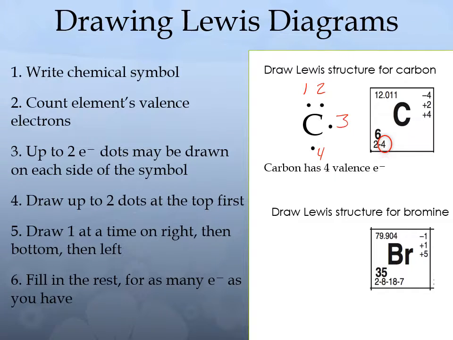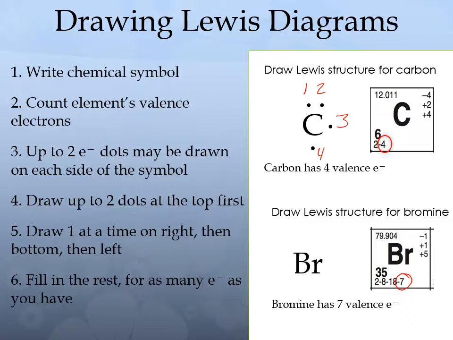It tells us bromine is Br, so I'm going to write Br on my page. Next, we want to count our electrons. It tells me that the last number in line here is a 7, so bromine has 7 valence electrons. We need to put 7 valence electrons somewhere around this guy.